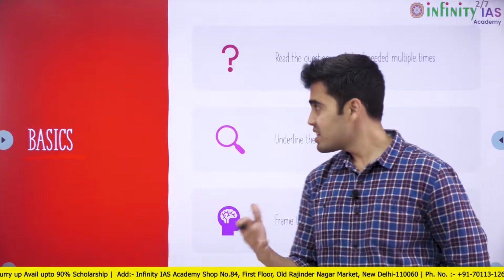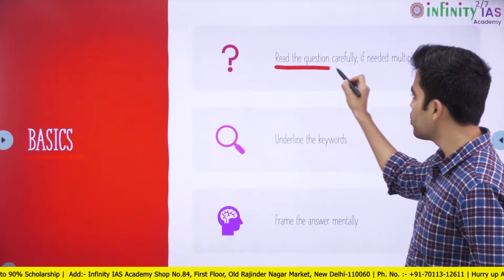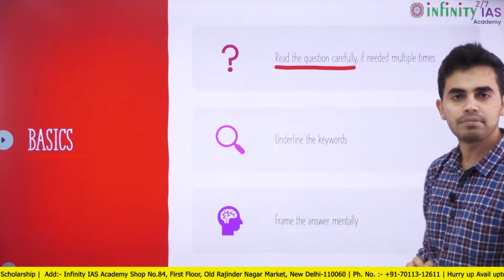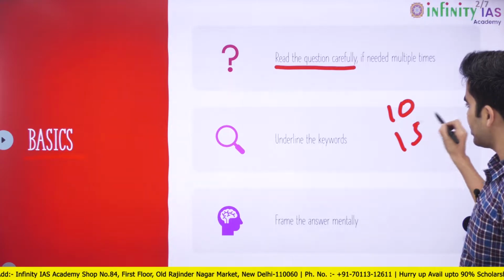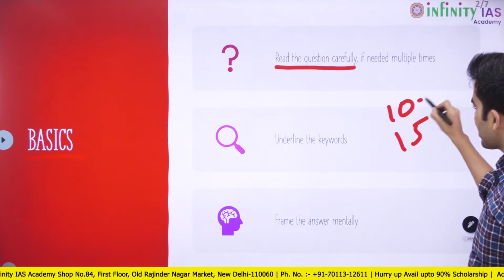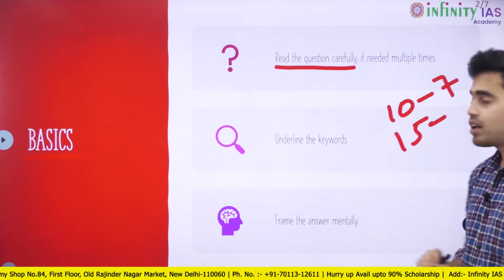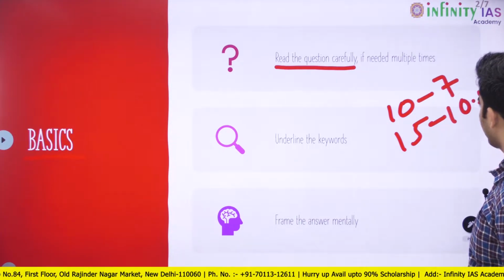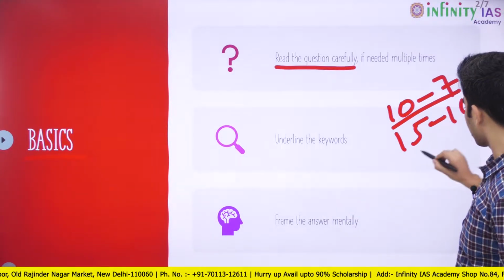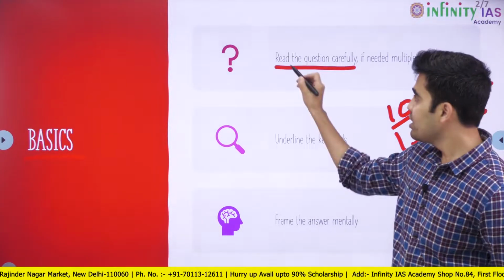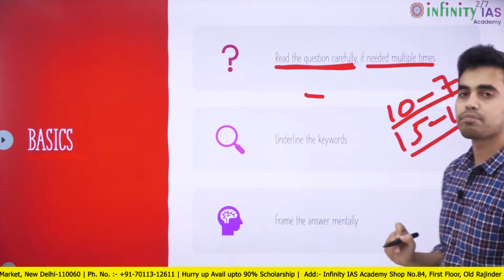When we are given the mains paper or the question, the most important thing that we need to do is read the question carefully. As we all know, we have 10 marker or 15 marker questions. For a 10 marker question, we only have 7 minutes, and for a 15 marker question, we have approximately 10.5 minutes to answer. But in these 7 or 10 minutes, we need to read the question carefully, if needed multiple times.